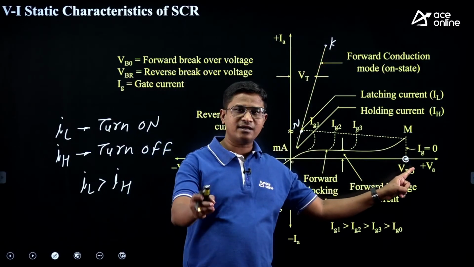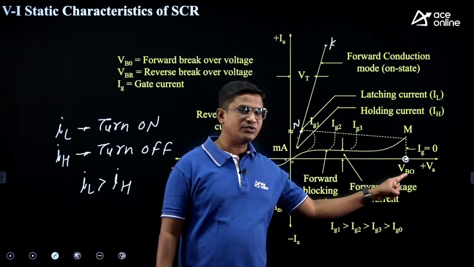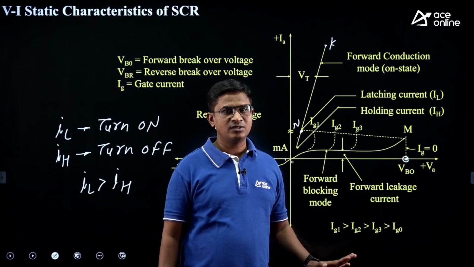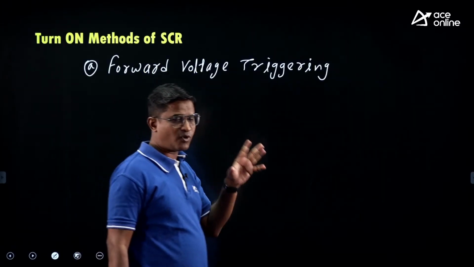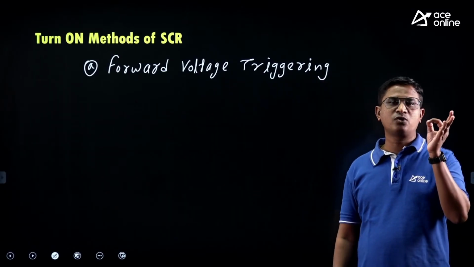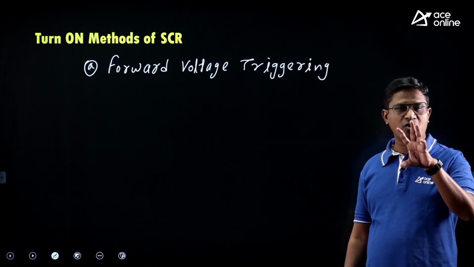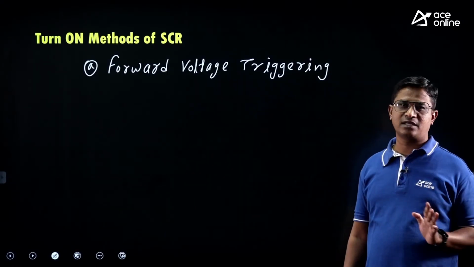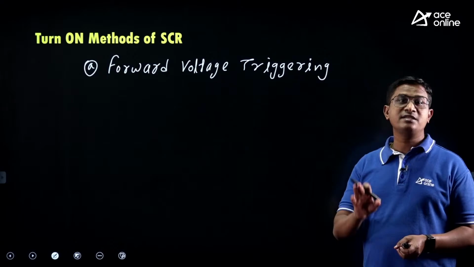Means without gate current also I can turn on the SCR, but what is the requirement? I need to apply the voltage which is equal to VBO, and generally this voltage value VBO is high. So that's why in practical case this triggering method is not preferred. Simply what we are doing in forward voltage triggering, we are maintaining a high forward voltage which is equal to VBO, right? And at that particular voltage, the breakdown of the depletion layer across junction J2 occurs and your device starts conduction. But the drawback of this method is the required voltage to turn on the device is high.